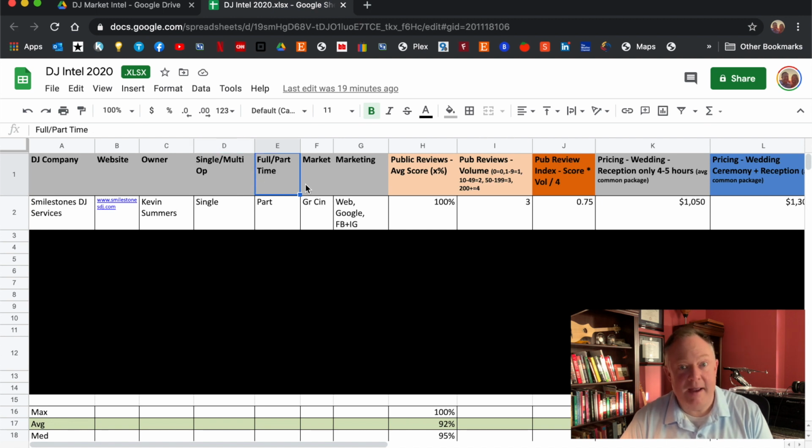Full or part-time. What's the structure of their business in terms of, is this a primary business for the owner or owners, or is this a part-time thing and they have another job? Or in some cases, multiple jobs, okay? Some of us do. Marketing, this is about what market did they play in. Most of my competitors here are tuned into greater Cincinnati, but some are a little more tightly focused, some a little larger focused.